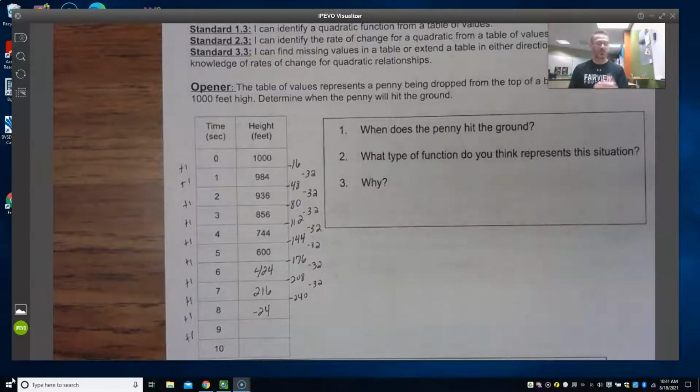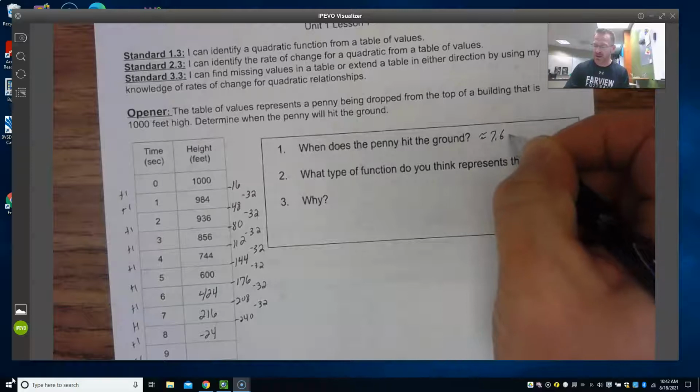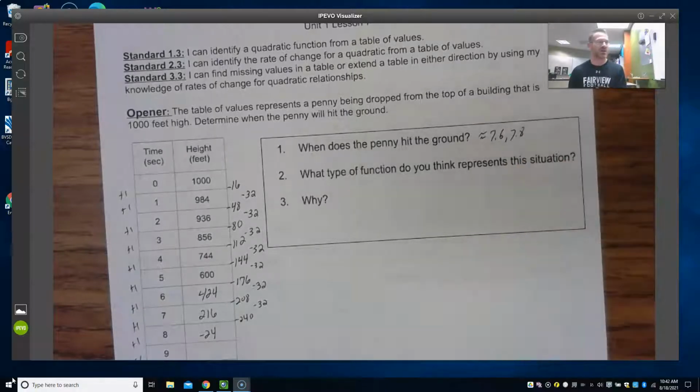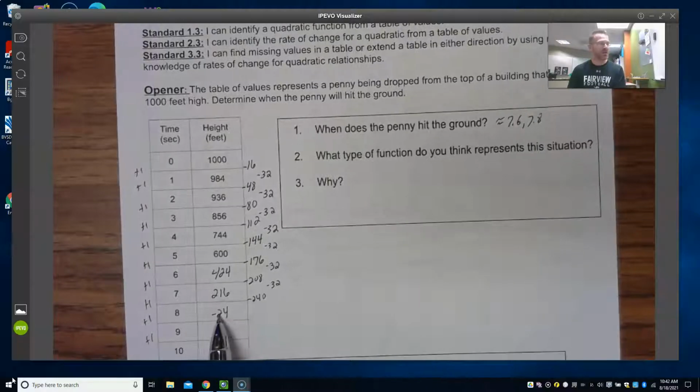So here's what I know, right? At somewhere between 7 and 8 seconds, that penny hit the ground, right? Because hitting the ground means the height would be equal to 0. So between 216 and negative 24, so probably closer to 8 seconds than 7 seconds. So we would say, oh, approximately, maybe 7.6 seconds, 7.8 seconds. We would just estimate it, but we know it happened between 7 and 8, and probably closer to 8 than 7.